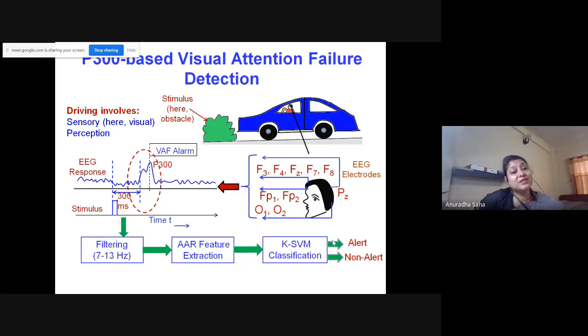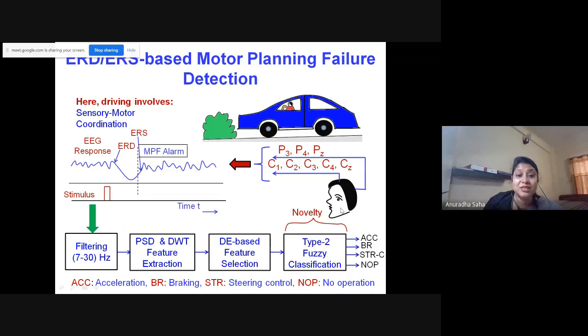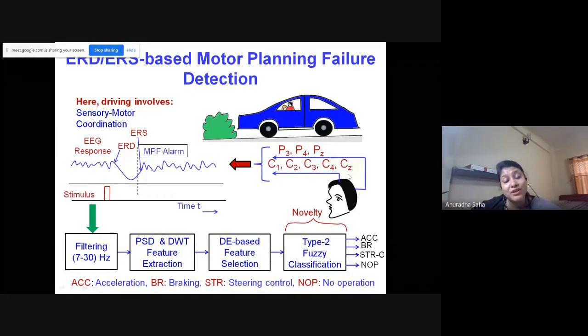So this helps you deal with the first part, the visual attention failure detection part, using the P300 signal. Now moving on to the second part, the motor planning failure detection part, where you need to detect the ERD ERS signal. By following a similar process to what we just did with the P300 based detection, we are going to take the EEG response from the parietal lobes, which are basically the motor cortex lobes.